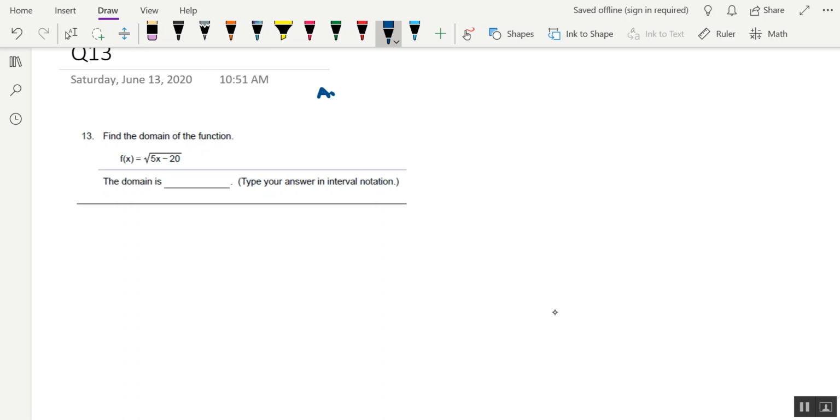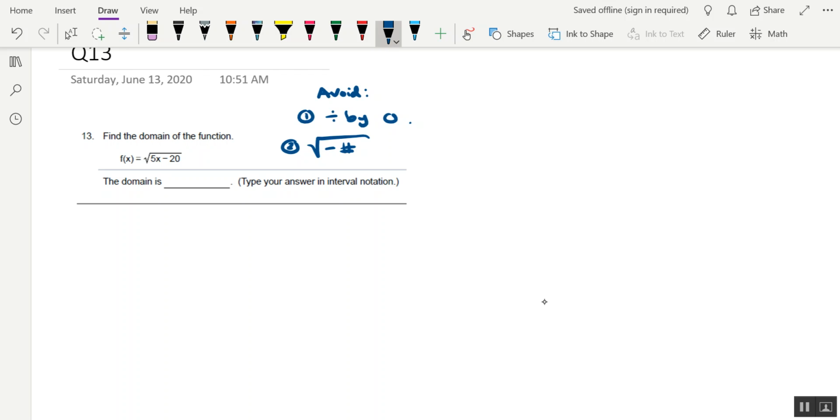We want to avoid number one, division by zero, and then number two, any negative numbers inside of an even index radical. So symbolically, I'm just going to write this as the square root of any sort of negative number, just to keep things simple.